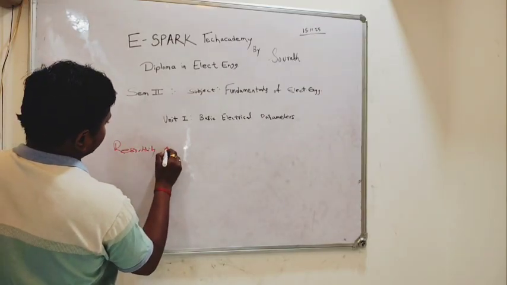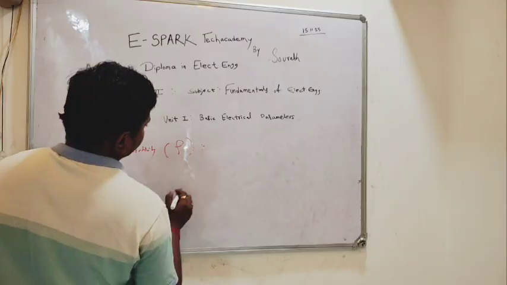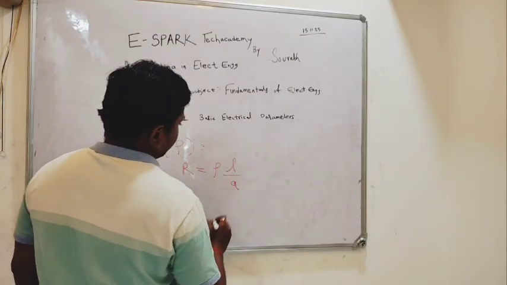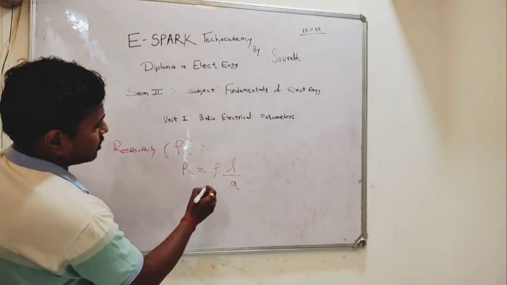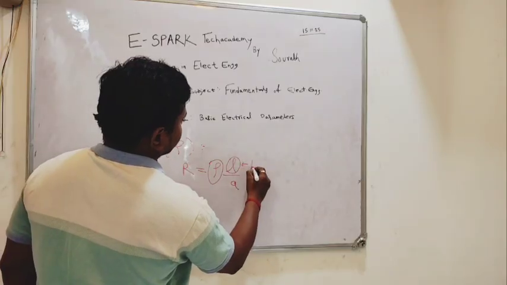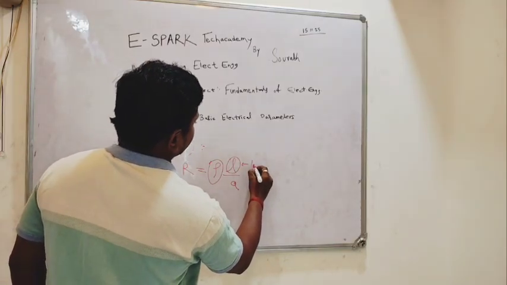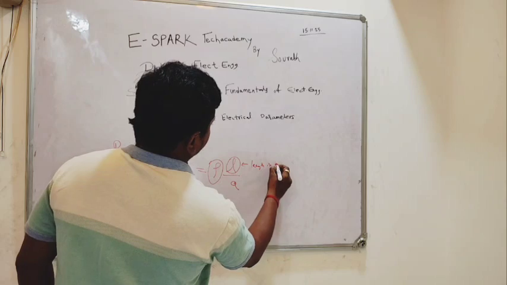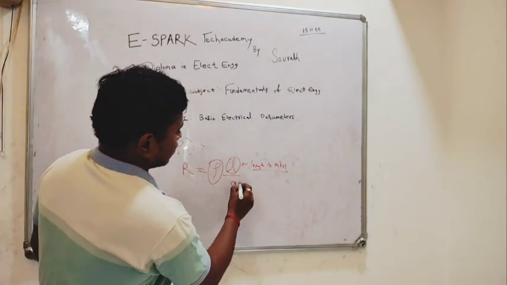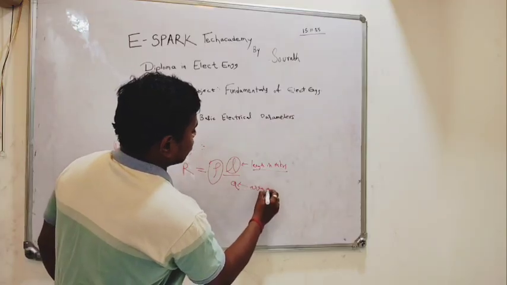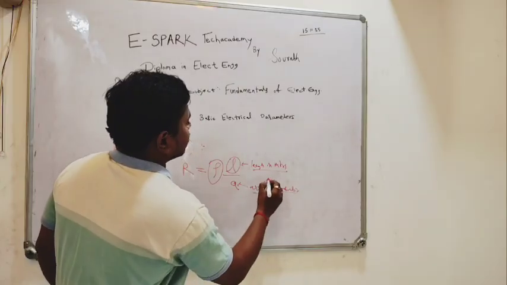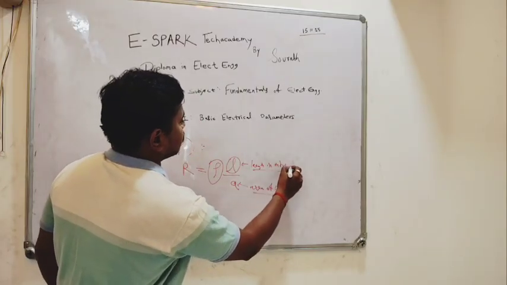Now I will show you resistivity. Resistivity is denoted by rho. R equal to rho L by A. Rho is the resistivity, L is the length in meters of any kind of wire, and A is the area of the conductor, the area of the wire.